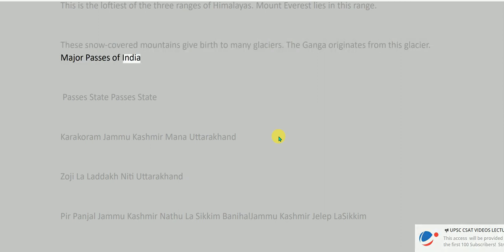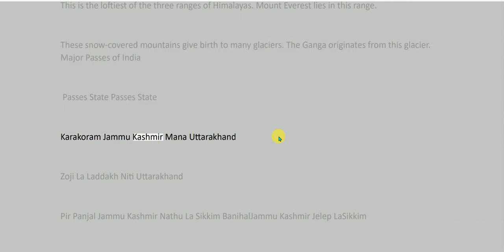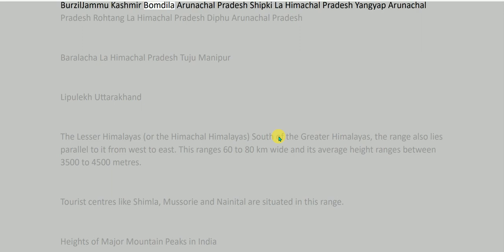Major passes of India. Passes and states: Karakoram, Jammu Kashmir; Mana, Uttarakhand; Zoji La, Ladakh; Niti, Uttarakhand; Pir Panjal, Jammu Kashmir; Nathu La, Sikkim; Banihal, Jammu Kashmir; Jelep La, Sikkim; Burzil, Jammu Kashmir; Bomdila, Arunachal Pradesh; Shipki La, Himachal Pradesh; Yonggyap, Arunachal Pradesh; Rohtang La, Himachal Pradesh; Diphu, Arunachal Pradesh; Baralacha La, Himachal Pradesh; Manipur; Lipulekh, Uttarakhand.